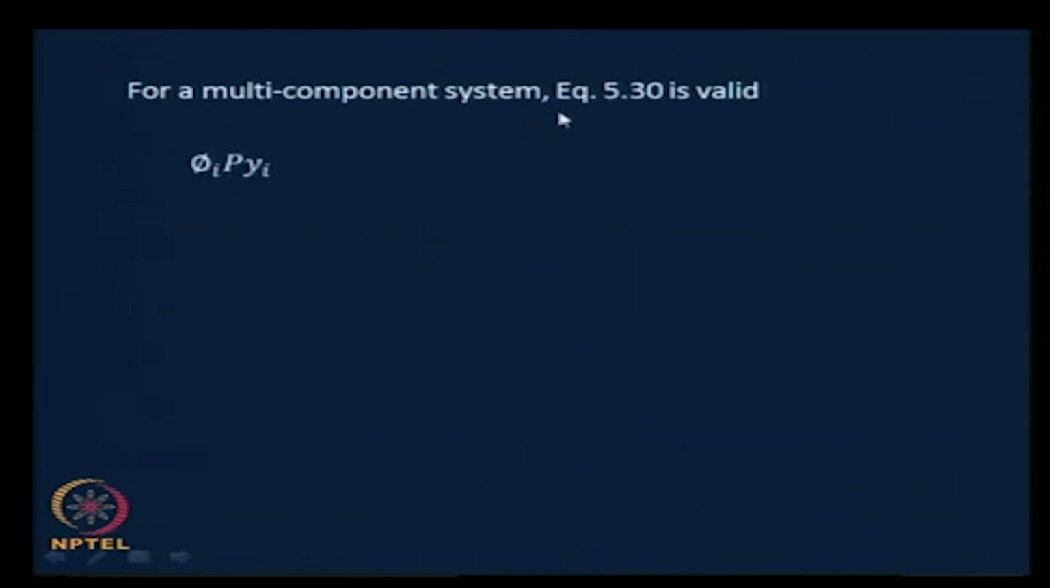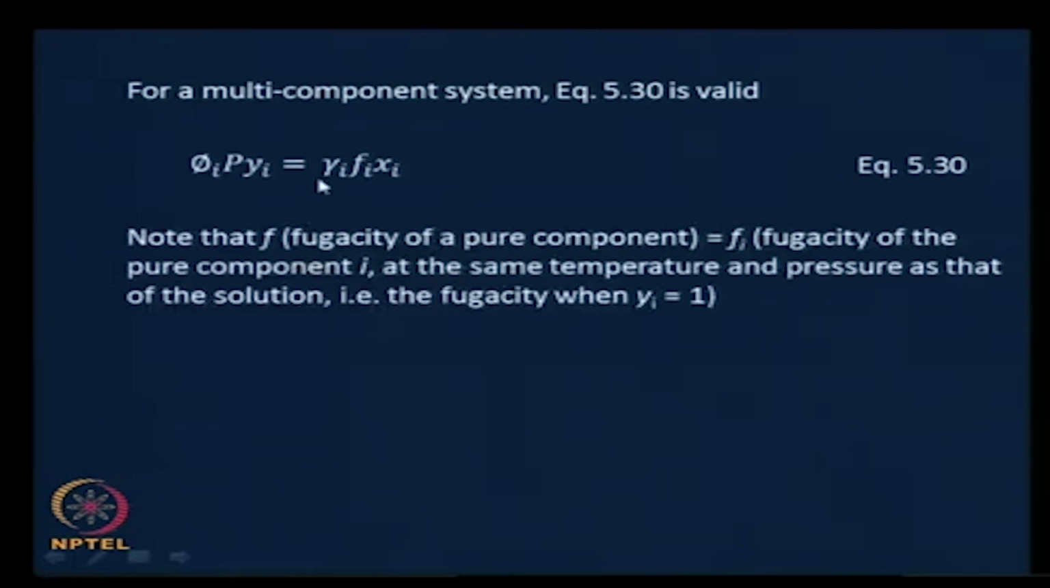For a multi component system, this equation 530 is valid, which is phi I p y I equals gamma I f I x I. This is what we derived, in fact you had derived for a multi component system, the condition for equilibrium being this phi I p y I equals gamma I f I x I, equation 530. Note that the f, which is fugacity of a pure component, equals f I, which is the fugacity of the pure component I at the same temperature and pressure as that of the solution, that is the fugacity when the mole fraction equals 1.